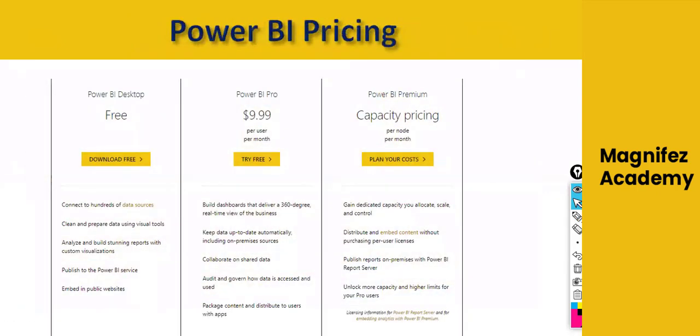Coming to Power BI pricing, Power BI is a free service. You can install it and start exploring. Power BI Pro is $10 per month, and Power BI Premium is almost $5,000. That depends upon the organization and all. So that depends upon the capacity.